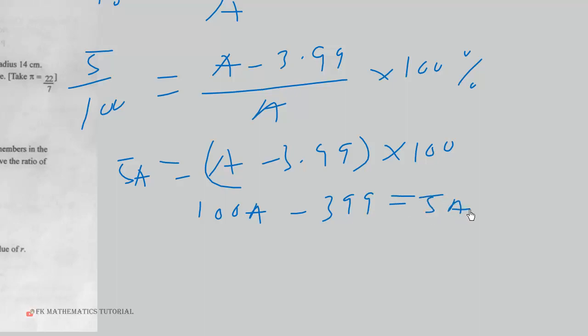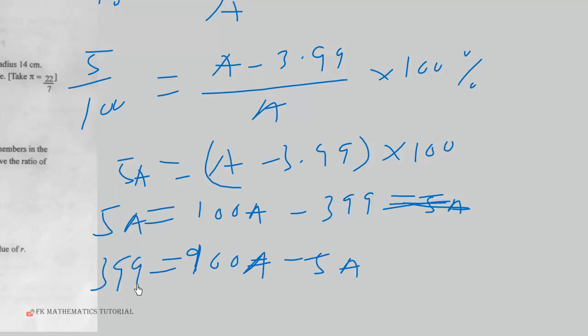Okay, so it doesn't matter. It's 5A is equal to that. So when you subtract, you get 95. So we have 100A minus 5A is equal to 399. So that will give you 95A is equal to 399. So A will be equal to 399 over 95.